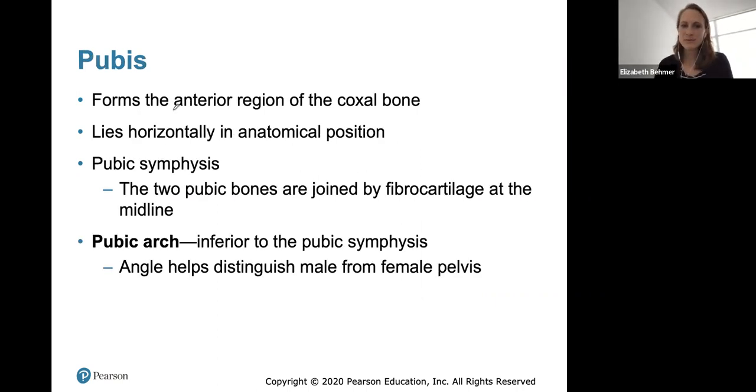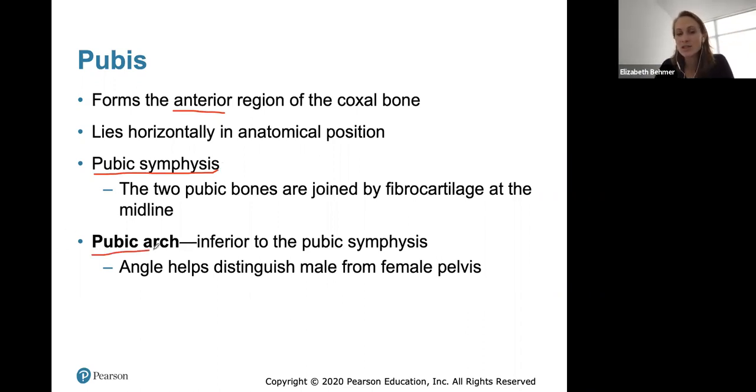Then the pubis forms the anterior region of the coxal bone. It's horizontal in anatomical position. And the pubic symphysis is an area of fibrocartilage that joins the 2 pubic bones together. During pregnancy, the pubic symphysis will soften to allow the pelvis and pubic bones to separate to allow more space for the delivery of a baby.